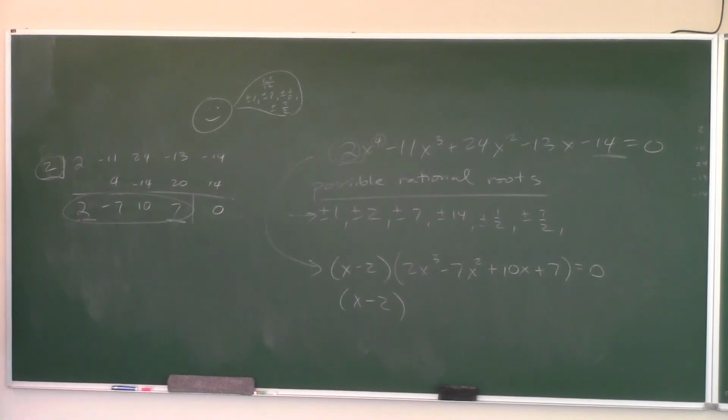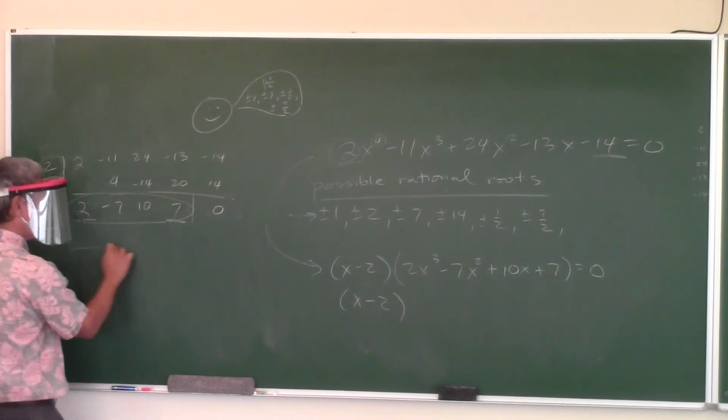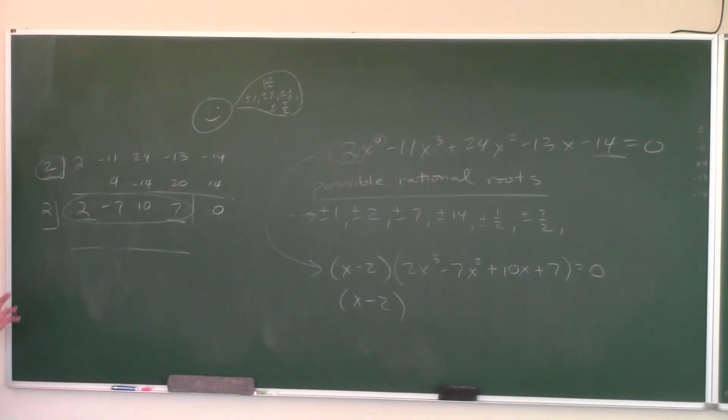Should I try 2 again? No. Why not? Is there such a thing as double roots? Yeah, so you should try 2 again. There is such a thing as double roots. We have not eliminated 2 yet.